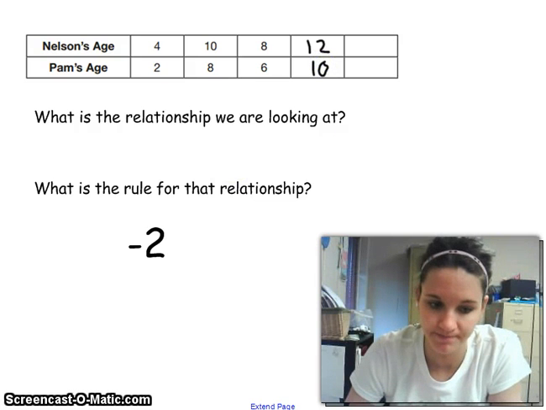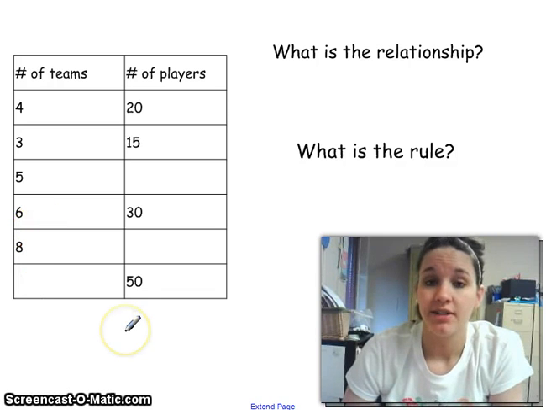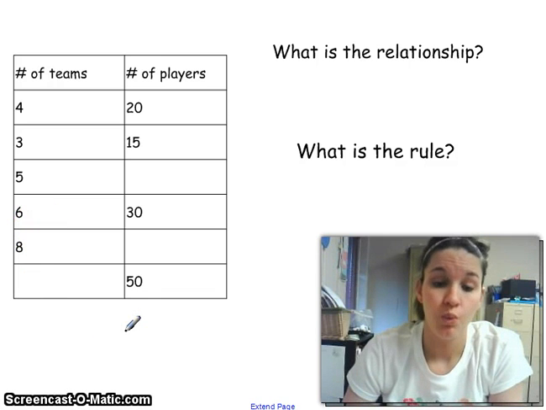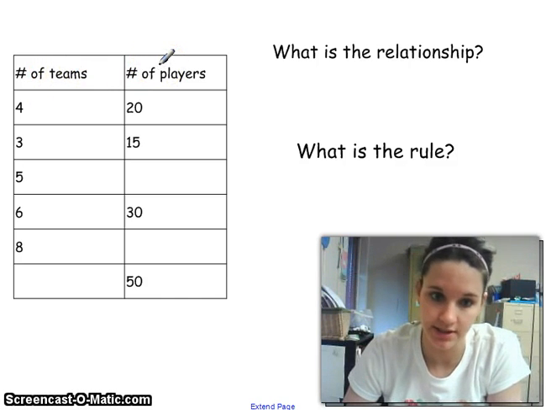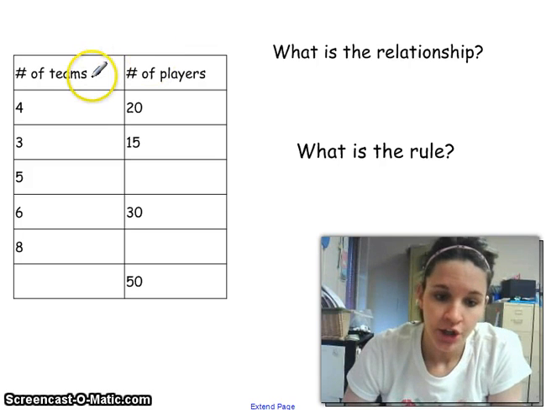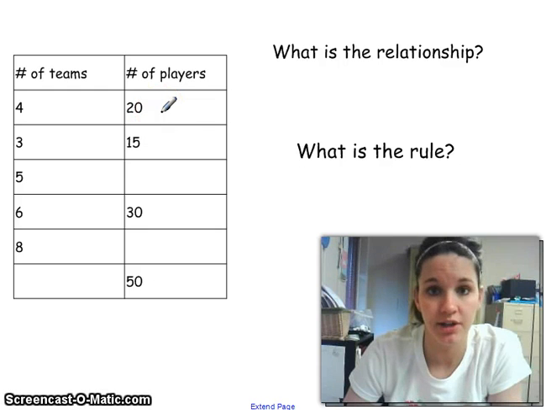Okay, let's look at one more. So the first thing I need to think about is my relationship. What am I looking at? Well, it looks like I'm looking at teams and players. Could be basketball teams, baseball teams, doesn't matter. So this is telling me when I have 4 teams, there are 20 players.